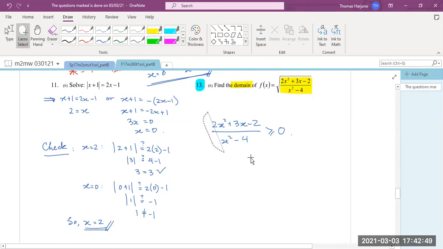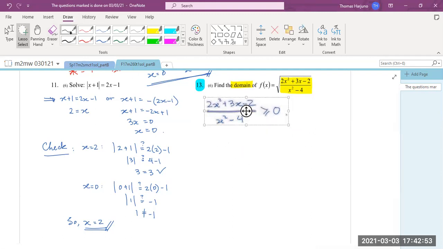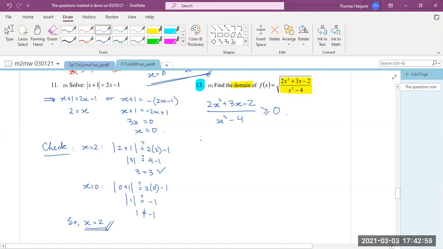So this number 13, find the domain of the square root of blah. Well, square root of blah means the guy inside the radical has to be non-negative. So critical number, 2x squared plus 3x minus 2 over x squared minus 4. Set it equal to 0 and then factor. Again, if you can factor directly, go ahead.